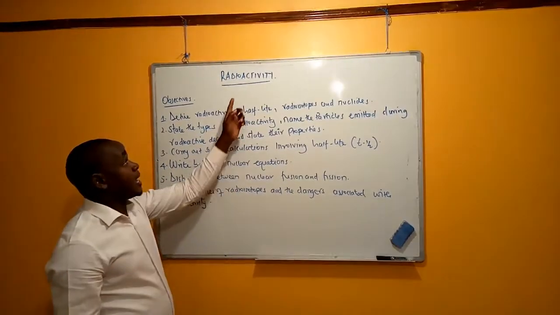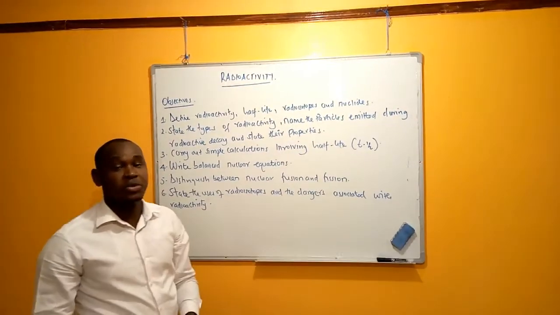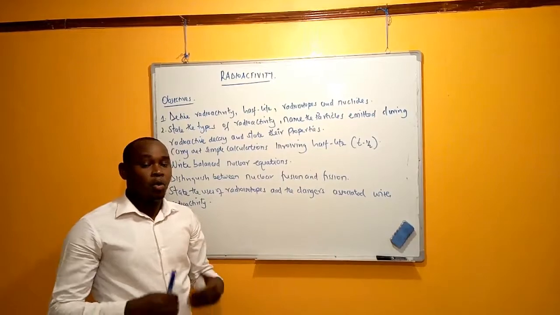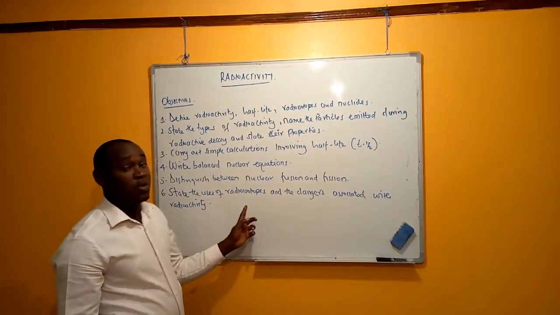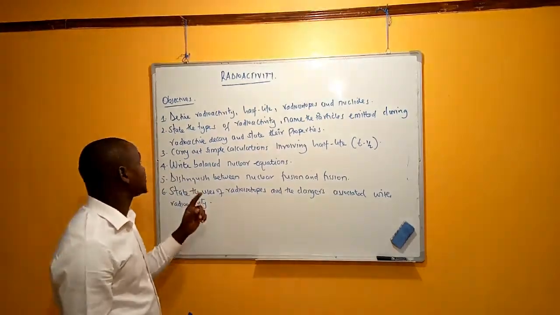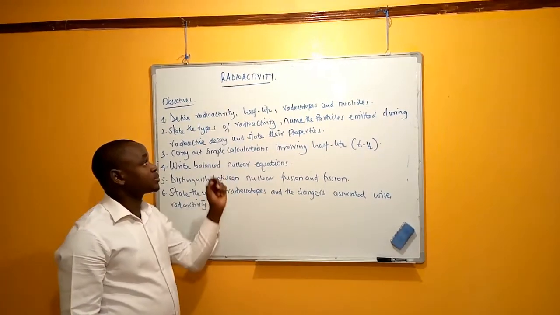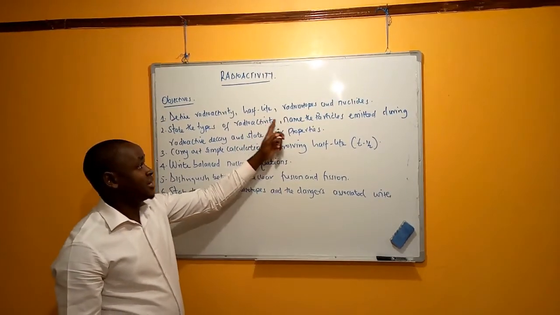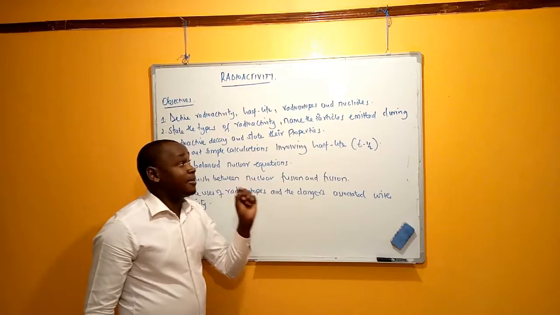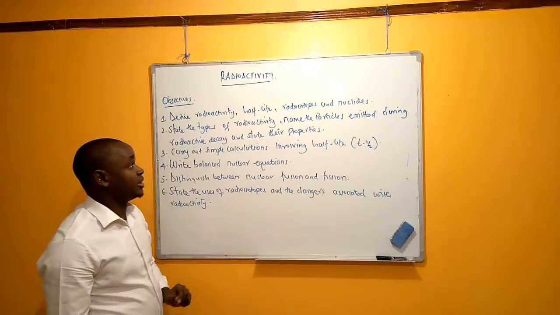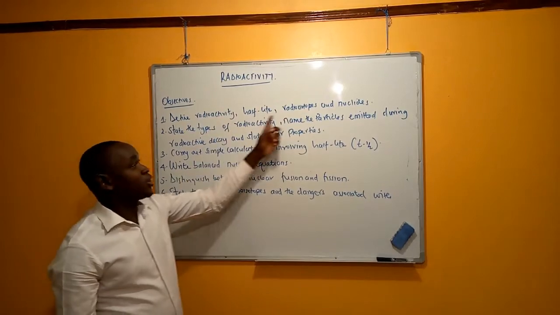Now, before we even discuss it, it's good to go through the objectives, or rather, what the learner is supposed to have understood by the time we are through with our discussion. One, the learner should be able to define the term radioactivity, and define the terms half-life, radioisotopes, and nuclides. By the time we are through, the learner should be able to define those terms comfortably.